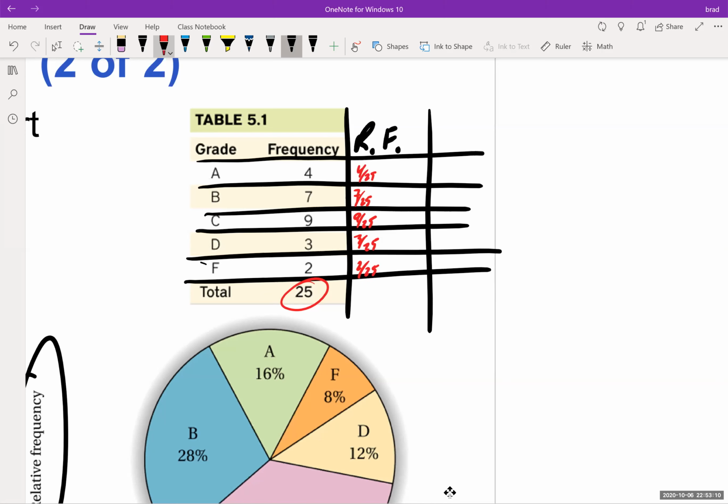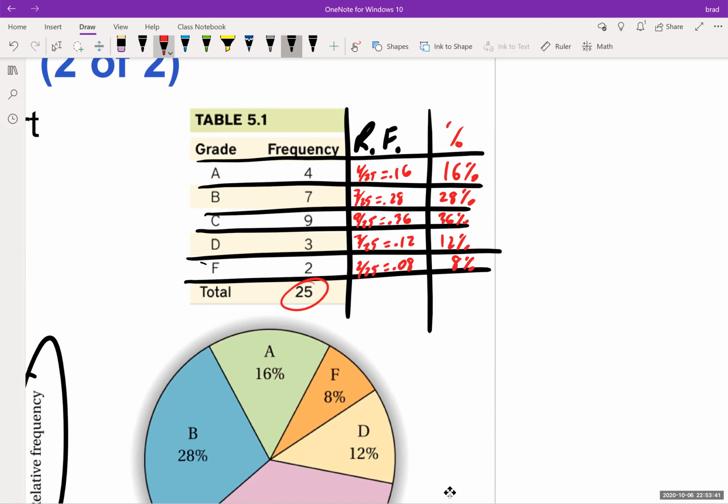Okay, so 4 out of 25 would be what? That would equal 0.16. 7 out of 25, that would equal 0.28. This would equal, what would that be? 0.36. This would equal 0.12, and this would equal 0.08. And if you want to write this as a percent, let me just put percentage. This would be 16%, 28%, 36%, 12%, 8%.